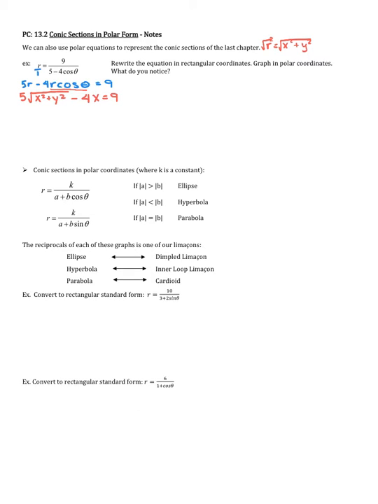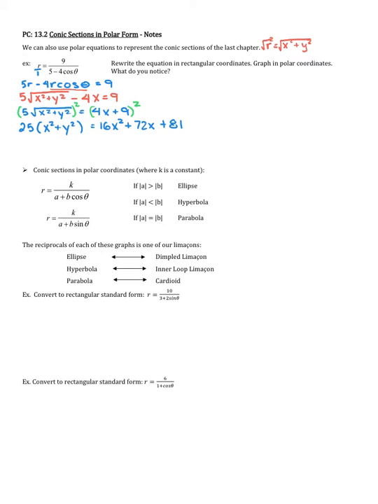From there, I'm going to isolate my square root term like you would normally do in algebra. 5 times the square root of x squared plus y squared equals 4x plus 9. And then we are going to go ahead and square both sides. So when you square both sides, we have 25 times x squared plus y squared equals, foiling this out, 16x squared plus 72x plus 81.